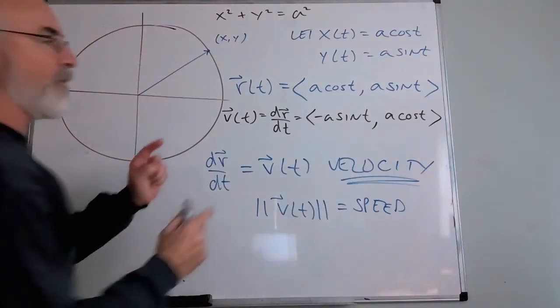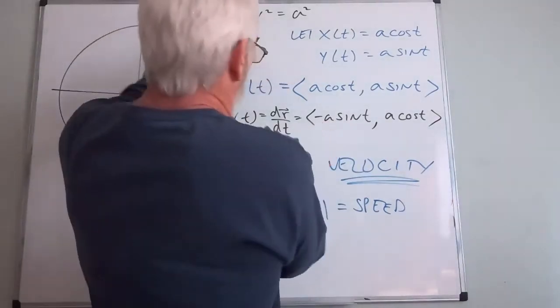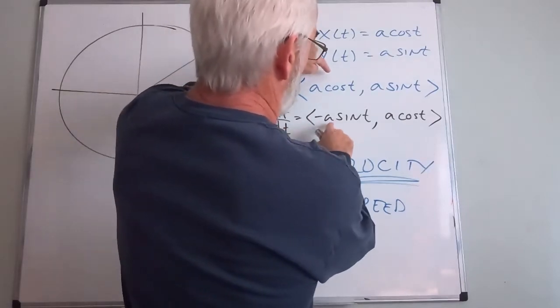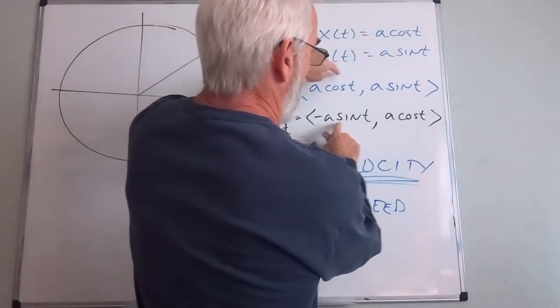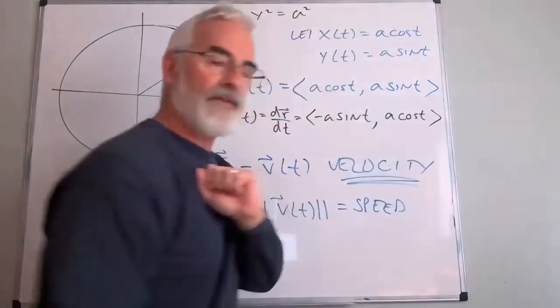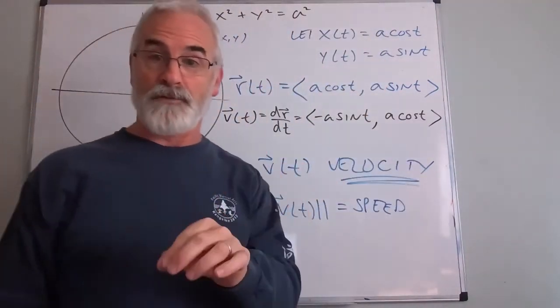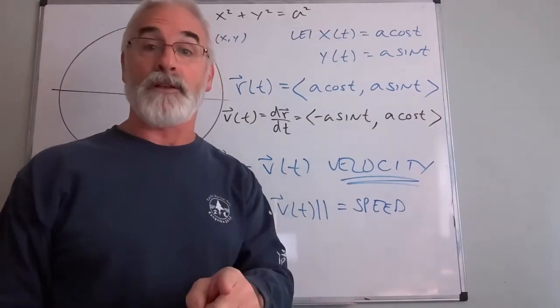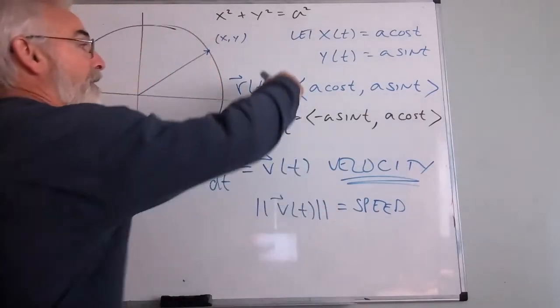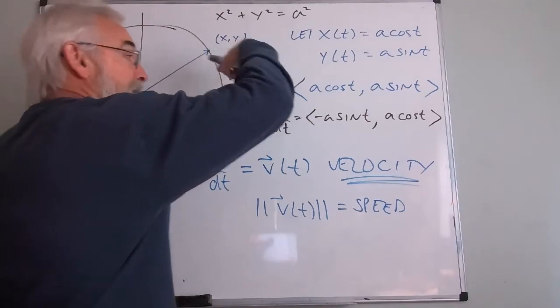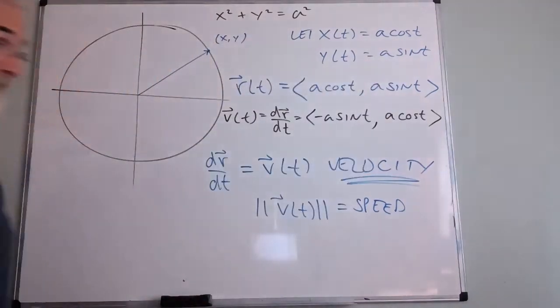And by the way, we can do a really quick check here. If I do the dot product of these two, I'd have negative a squared cosine sine plus a squared cosine sine, and that is in fact 0. The dot product between r of t and its derivative was 0 because why? The length of r of t is constant. The length of r of t, if I calculate it, is just a. It's just the radius of the circle.